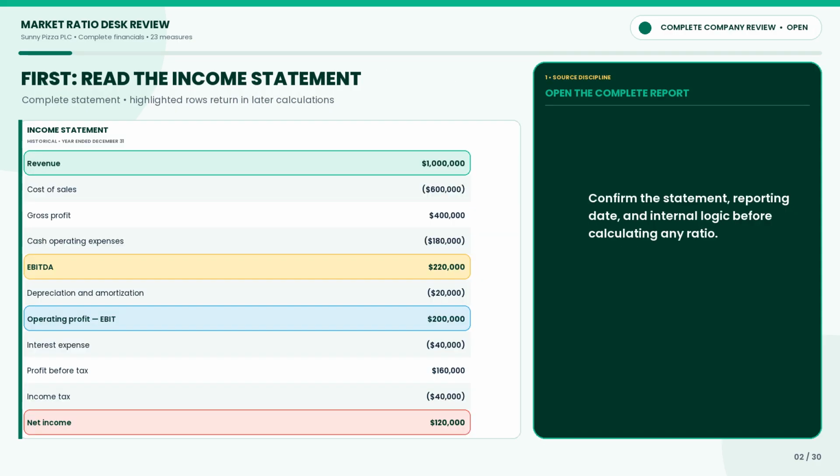Before calculating ratios, confirm that the company's reports are logical. Start with the income statement. Revenue is $1 million. After cost of sales, Sunny Pizza earns gross profit of $400,000. Cash operating expenses leave EBITDA of $220,000. After depreciation and amortization, operating profit is $200,000. Interest and tax reduce net income to $120,000. Keep the complete statement visible because different ratios will return to different lines.